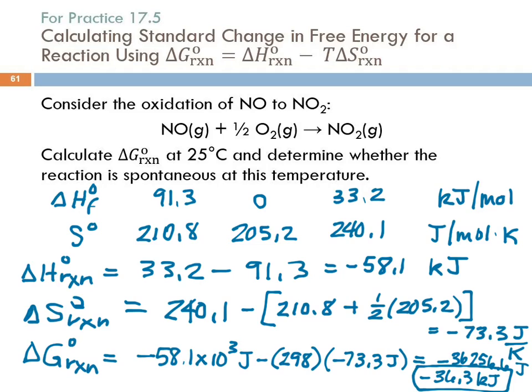Is this one where the spontaneity depends on the temperature? Yeah, because delta H and delta S are both negative. When the signs are the same, the temperature is important. If the signs are different, the temperature is not going to matter in terms of whether it's spontaneous or not.